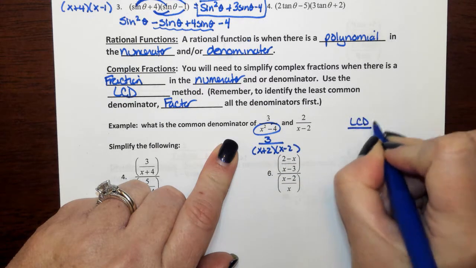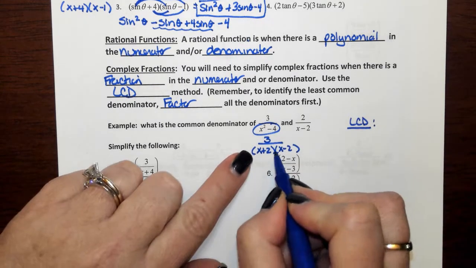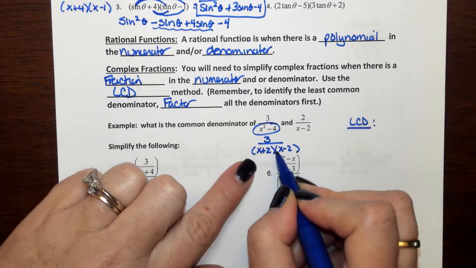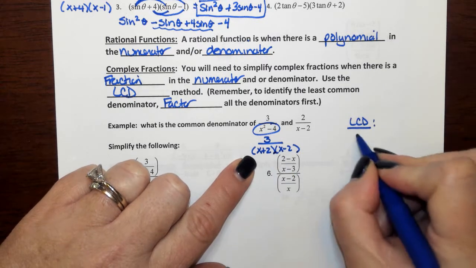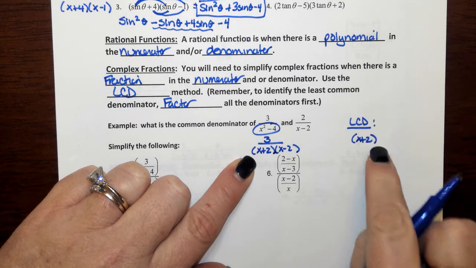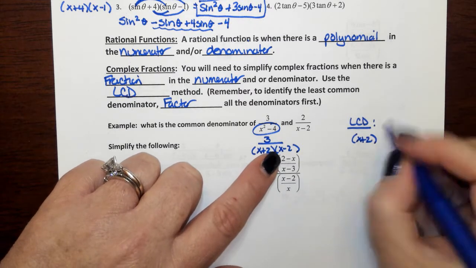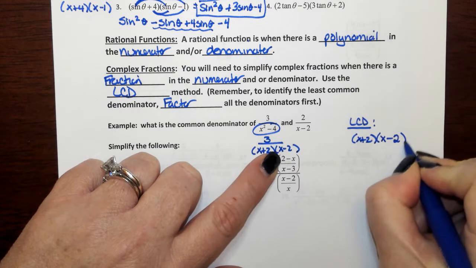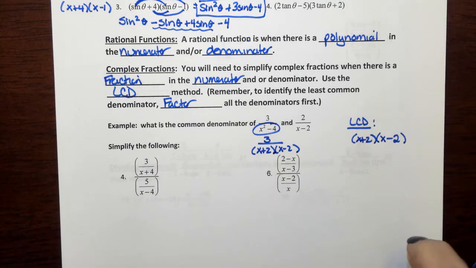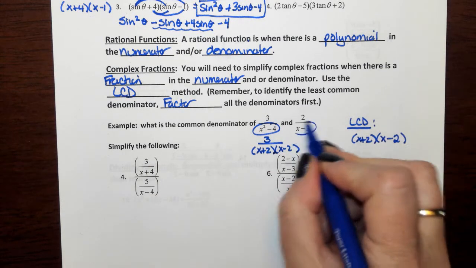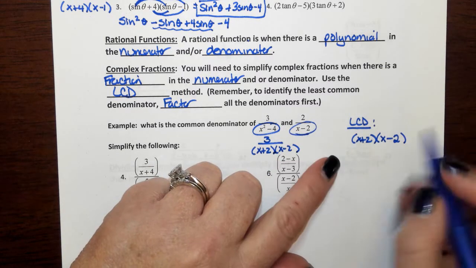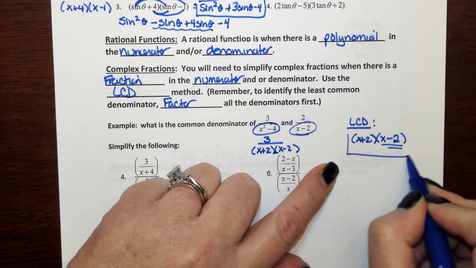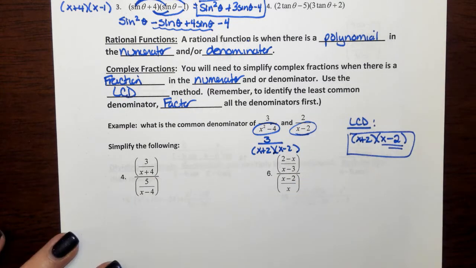So when you identify the least common denominator, every factor has to be in the LCD. So notice in the denominator, the first fraction you have an x plus 2. That has to be in your LCD. You also have an x minus 2. That factor also has to make an appearance in the LCD. When you look at your second fraction, you have an x minus 2. That's already there. So the LCD between those two fractions is going to be x plus 2 and x minus 2.